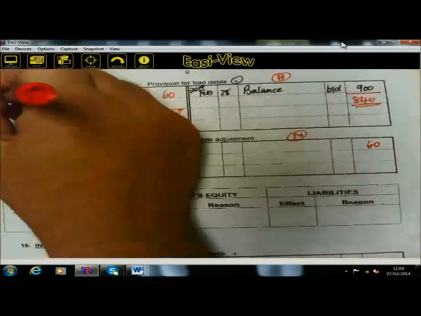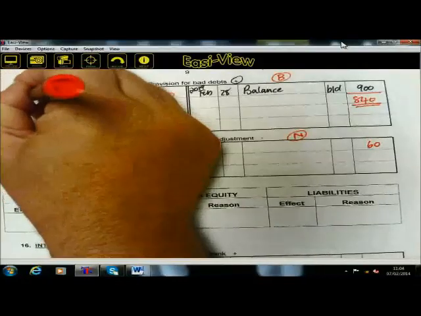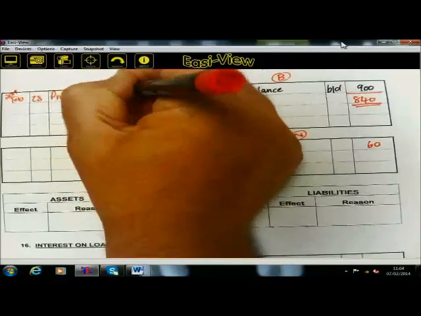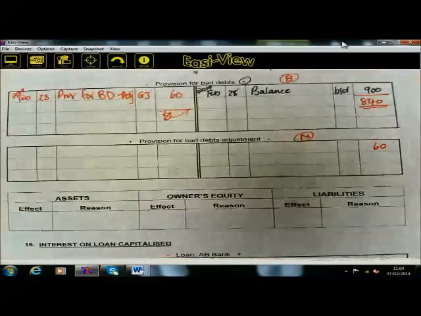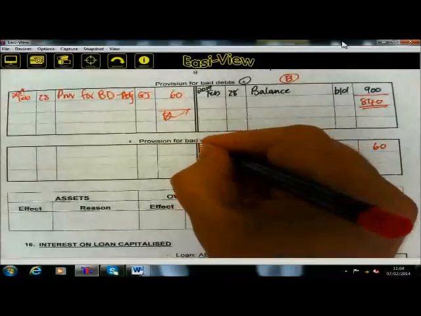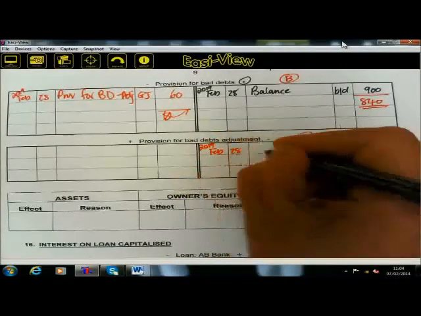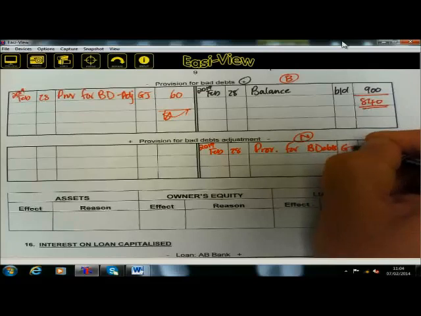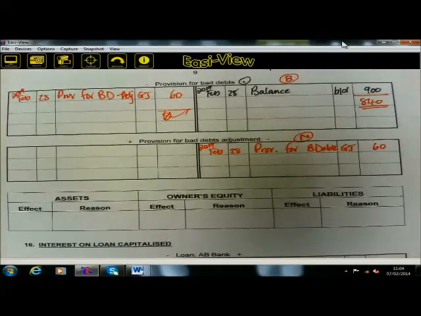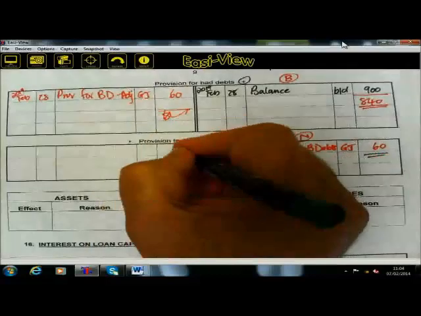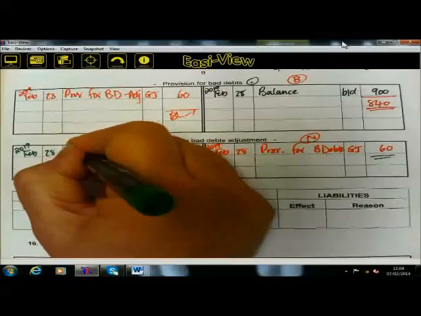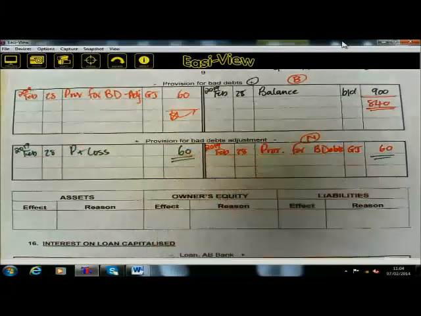There you put the end of the year provision for bad debts. Remember, adjustment, the nominal account. And on this side, you put at the end of the year provision for bad debts. And this one will go to the profit and loss account as 60 rand. So this is an income for the business.